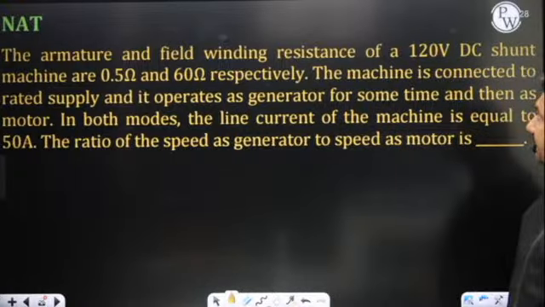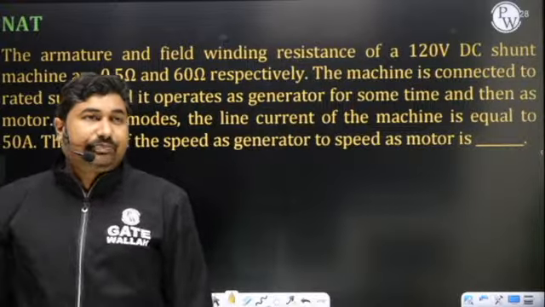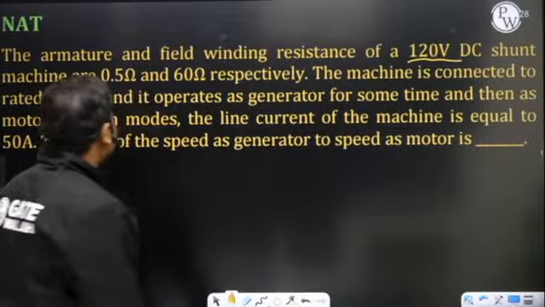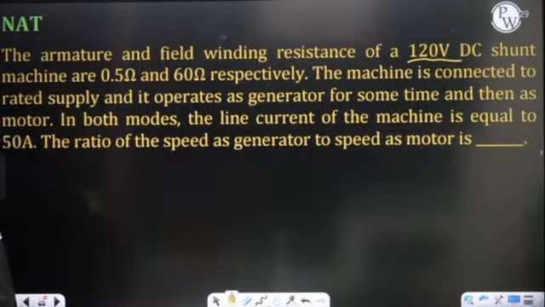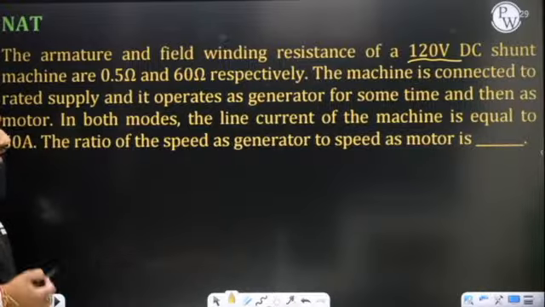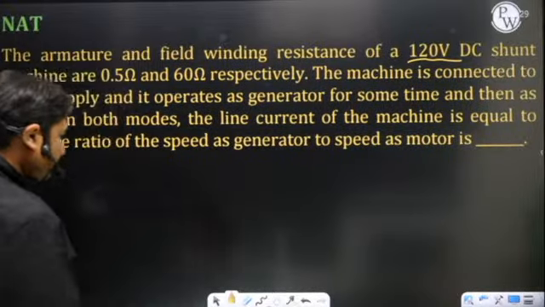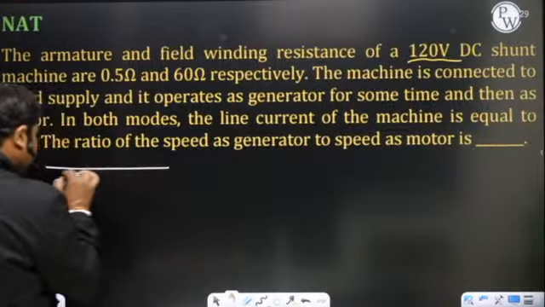It's based on the DC machine. Please see. The armature and field winding resistances of a 120 volt DC shunt machine are 0.5 ohm and 60 ohm respectively. The machine is connected to a rated supply and operates as a generator for some time and then as a motor. In both the modes, the line current of the machine is equal to 50 ampere. The ratio of speed as a generator to speed as a motor is?